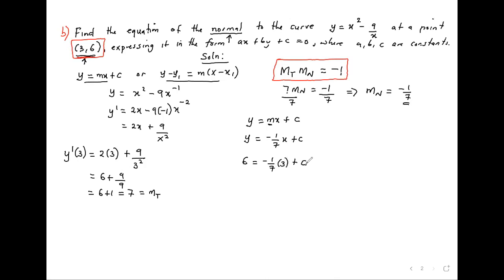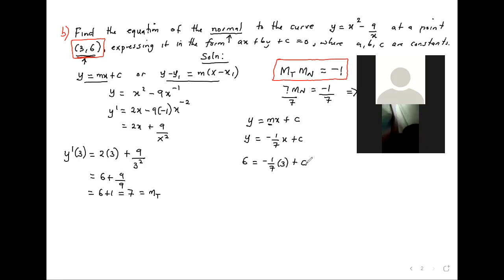Sir, the one for the normal and the tangent, is it like a formula? Ask the question properly. The one for the normal and the tangent, and yes, it's like a formula. Oh, okay, thank you.